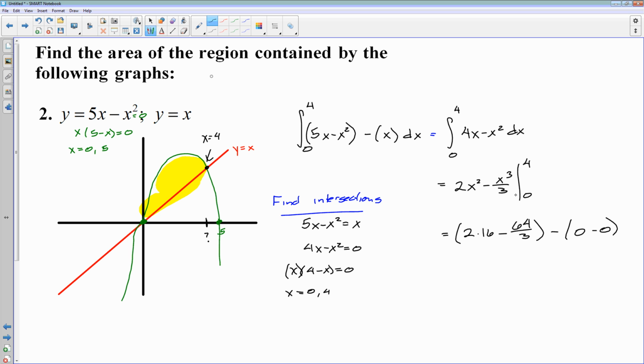Always plug in the 0. A lot of times the 0 just ends up canceling out and not being needed. But every now and then when you plug in 0, you actually do get a numeric answer. So make sure you plug in both limits of integration every time, even if you do have a 0. So again, just like the first problem, we graph it and determine which function is on top and bottom. In this case, we had to find the point of intersection, because that point of intersection was my upper limit of integration.